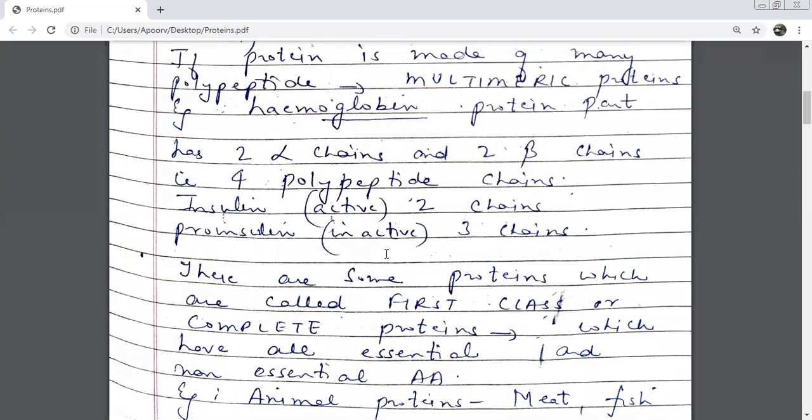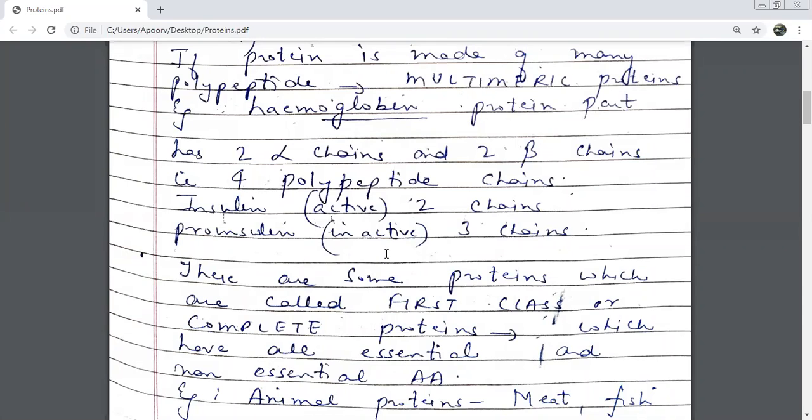First class proteins and second class proteins. First class proteins are also known as complete proteins. Why are they called complete proteins? Because they contain all amino acids, whether essential or non-essential. Very good. They give the body all amino acids, so the complete nutrient content is satisfied.